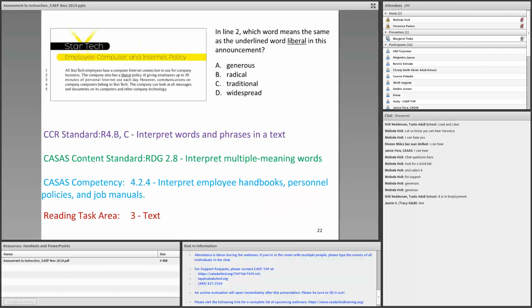You got it. Okay, so in summary, in one test item, we're looking at CCR standards of, in this case, interpreting words or phrases. We've got a content standard, a reading content standard, interpreting multiple meaning words. We've got competencies, interpret employee handbooks, and we've got the task area of text. So every item has lots of portions and parts to it.